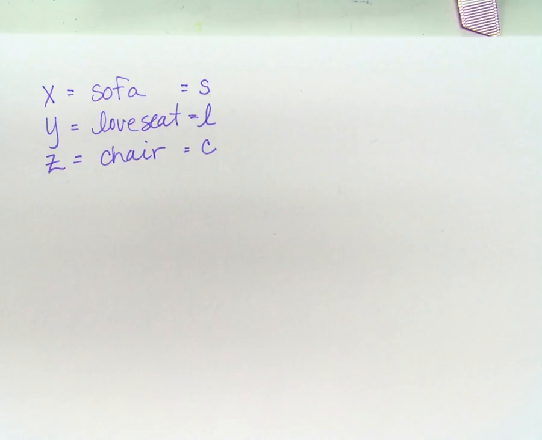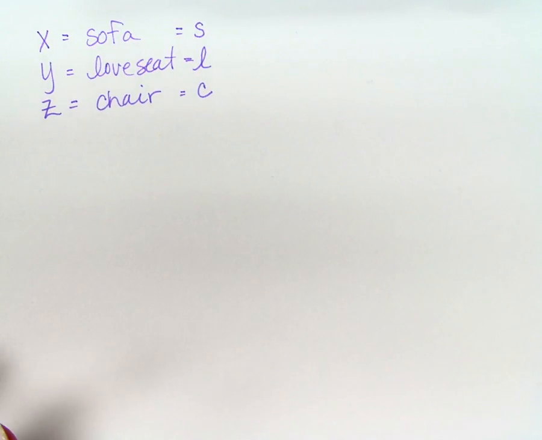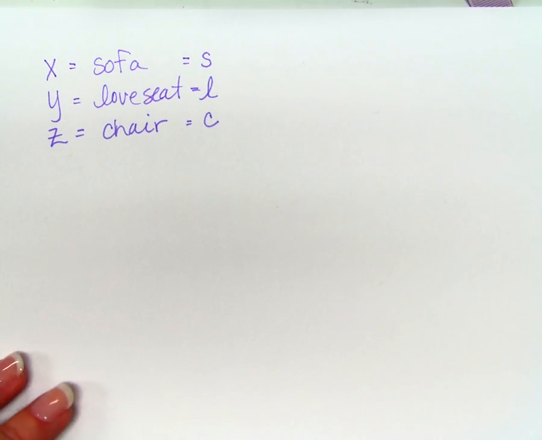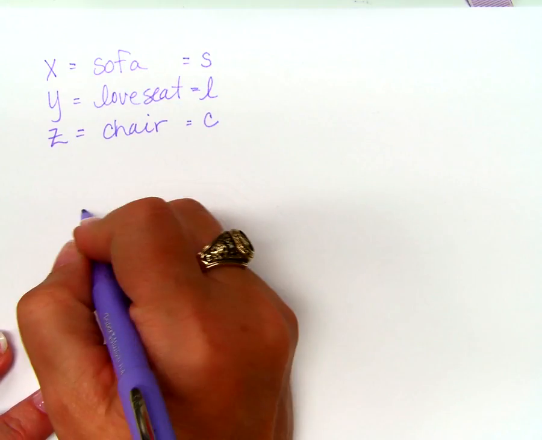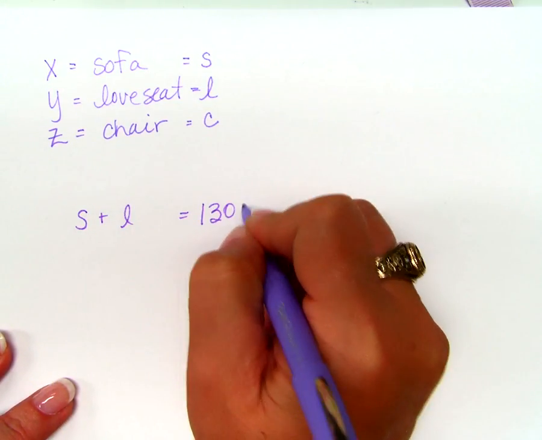So in my system of equations, I want to tell you this. A sofa and a love seat together is $1,300. A sofa and 2 chairs is $1,400. And one of each is $1,600. Could you set up a system of equations from that information? Okay, so let me tell you what I said again. A sofa and a love seat is $1,300. What would that equation look like? S plus L equals 1,300.